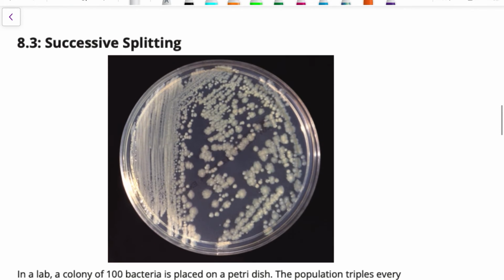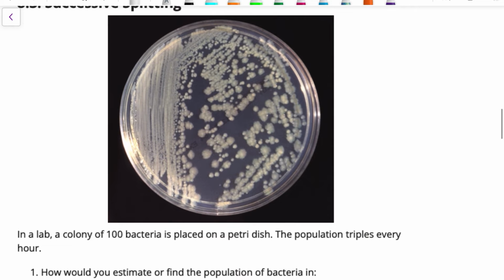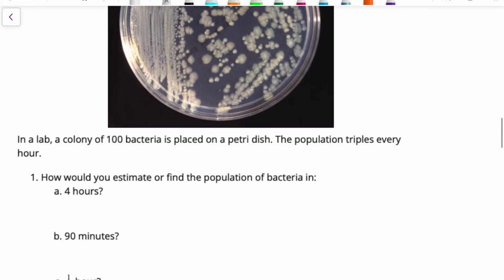8.3, successive splitting. So in a lab, a colony of 100 bacteria is placed on a petri dish. The population triples every hour. How would you estimate or find the population of bacteria in 4 hours, 90 minutes, half an hour? All right, so let's set up our equation.